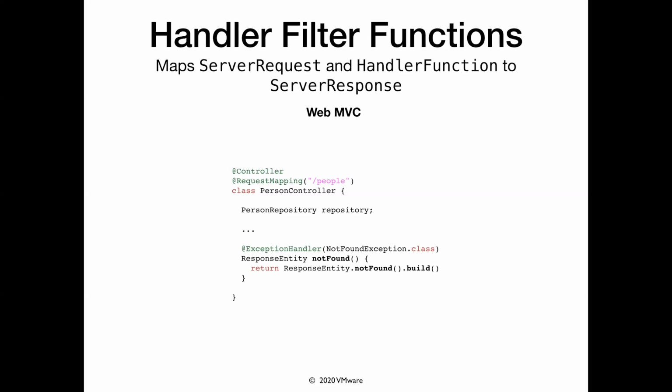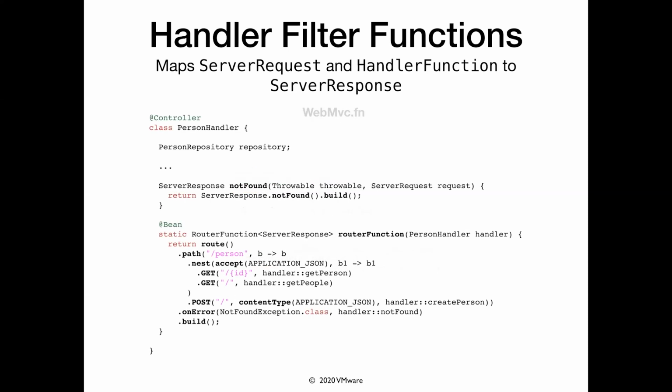So here we have another MVC. We're using exception handler to handle a not found exception, and then we return a response entity where we say not found. The same thing you can do in WebMvc.fn. You would say an on error, right? You can see it just above the build step there, next to last. You say on error, not found exception, and handler not found. And this can be a lot more flexible, right? The first argument is actually a predicate, so you can do any kind of test on an exception, not just type-based, but any kind of test.